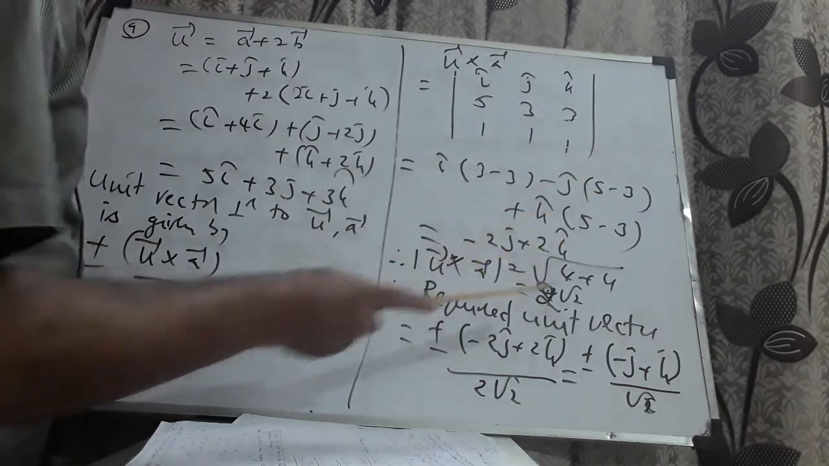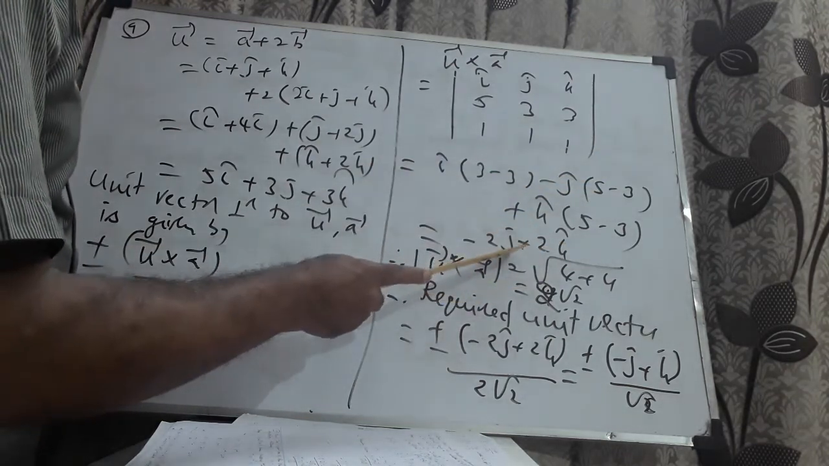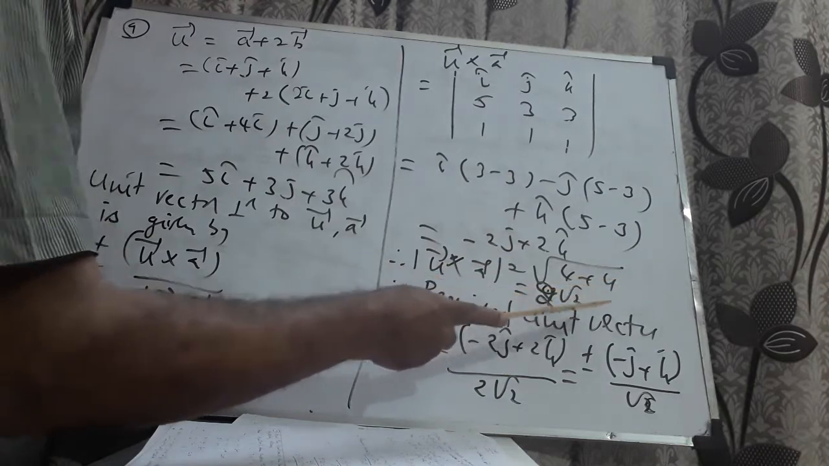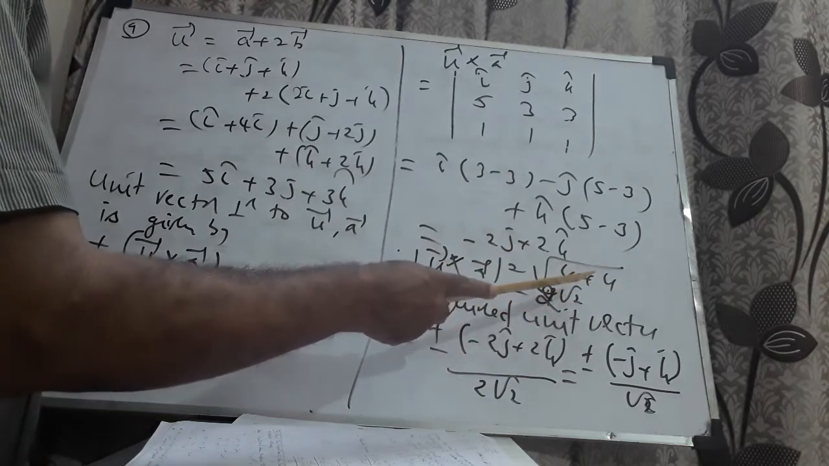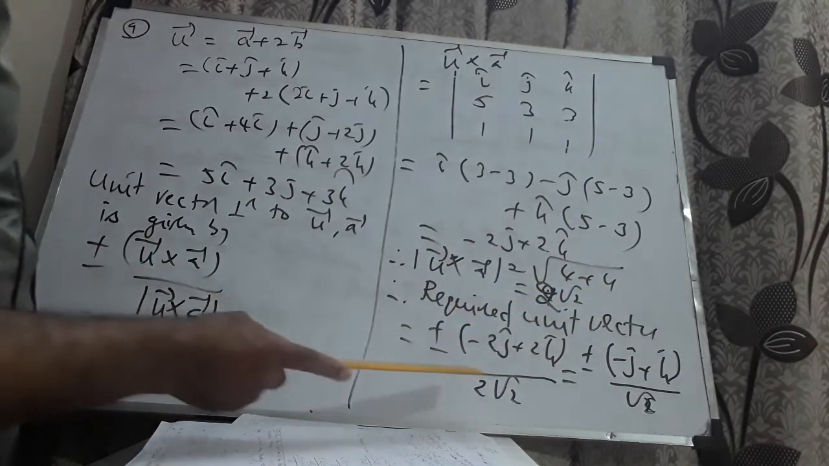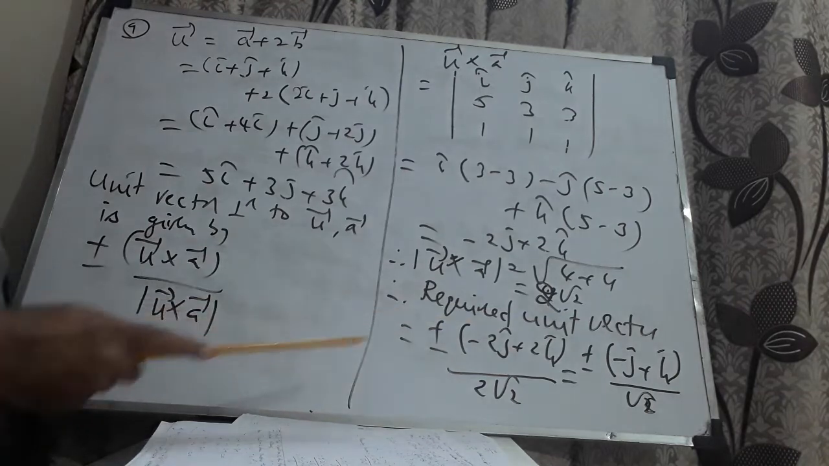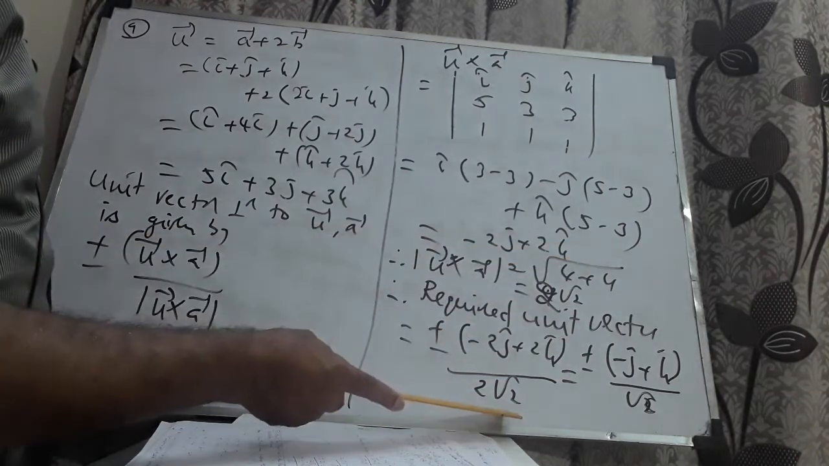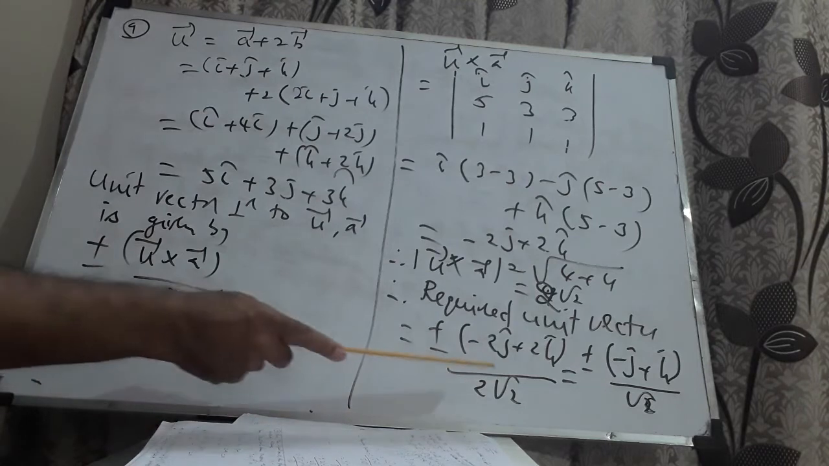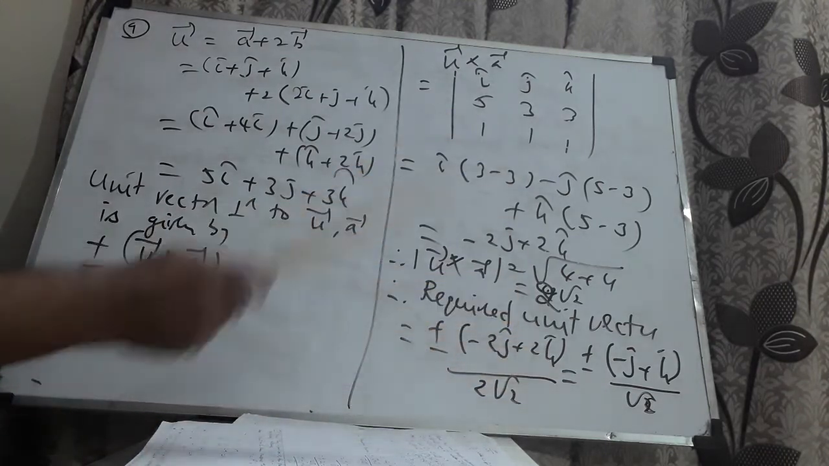Minus 2j plus 2k. Mod u cross a is root of minus 2 whole square plus 2 square, which is root 8, that is 2 root 2. So the required unit vector is plus or minus minus 2j plus 2k by 2 root 2. This 2 can be cancelled out, giving plus or minus minus j plus k by root 2.